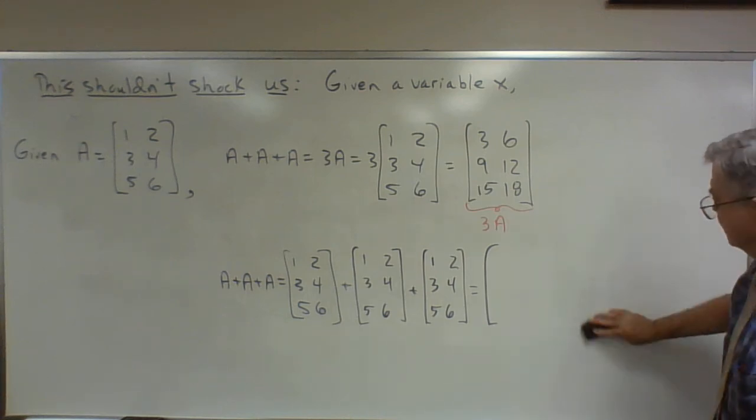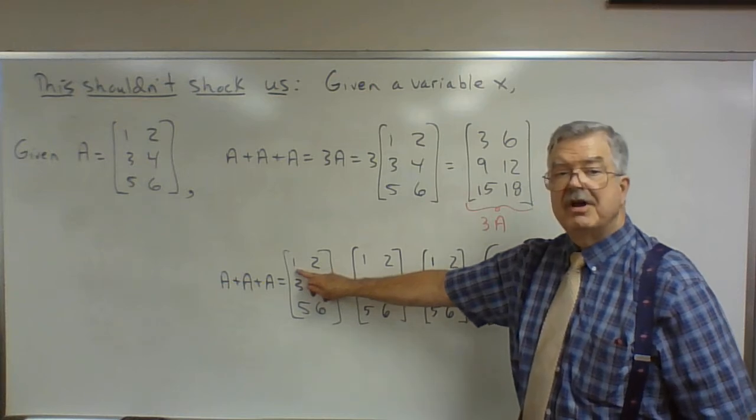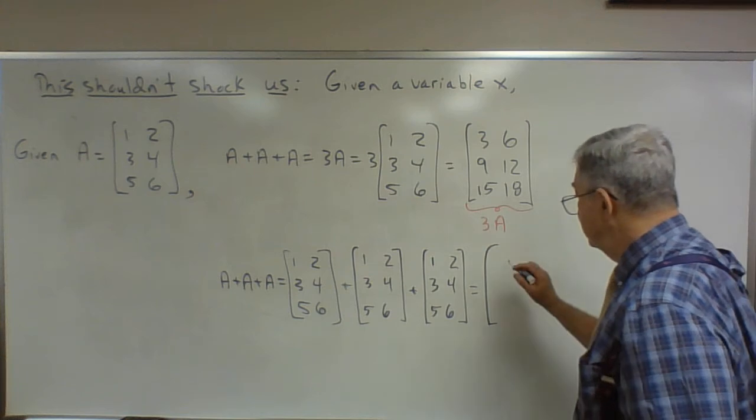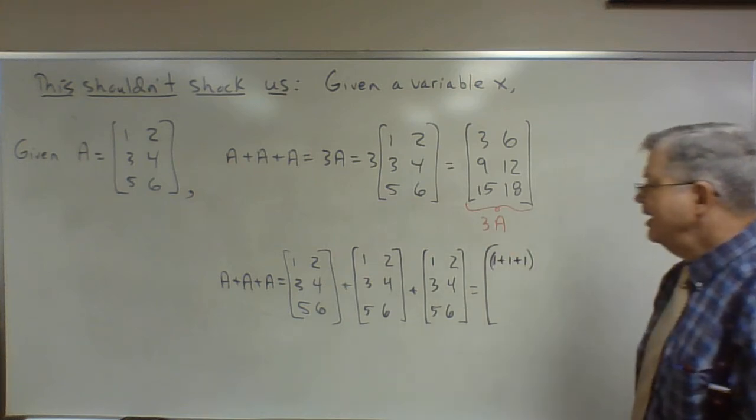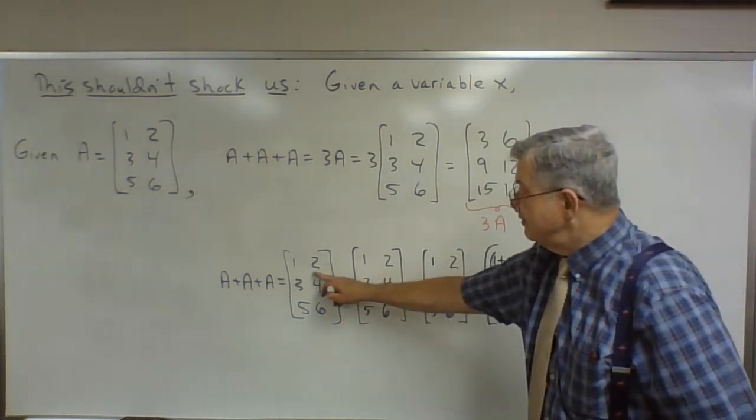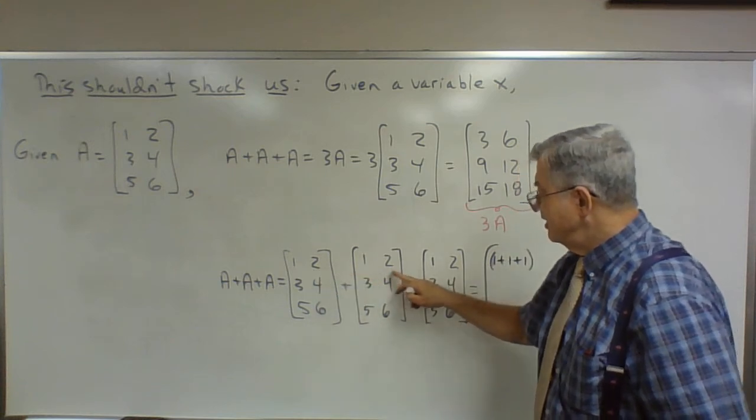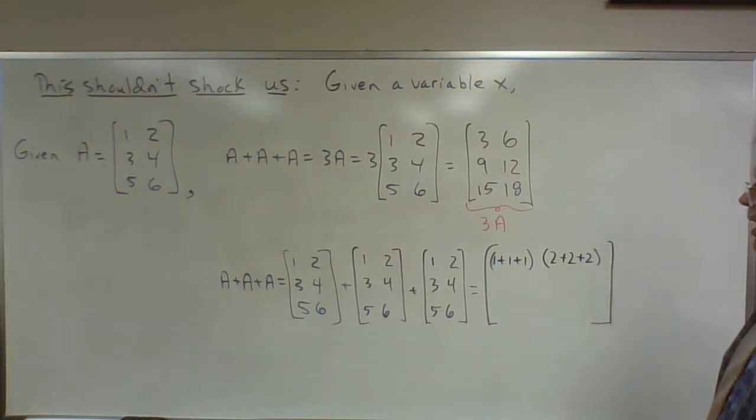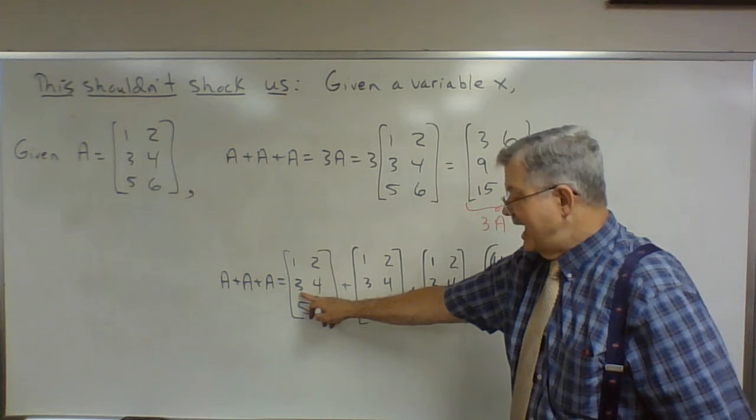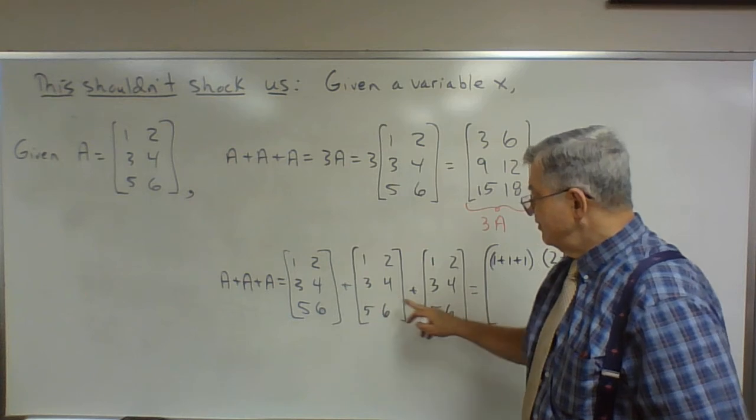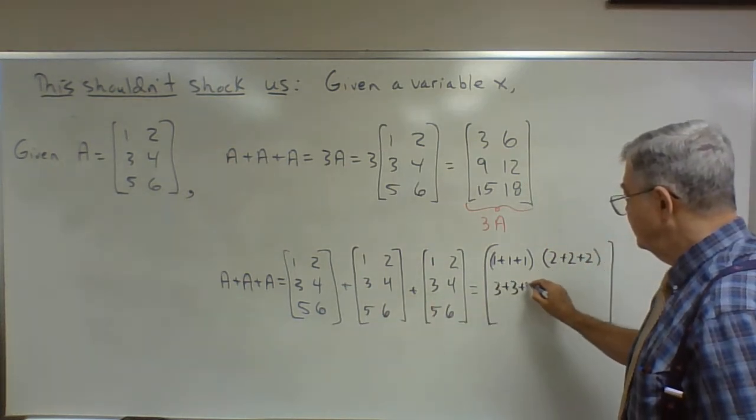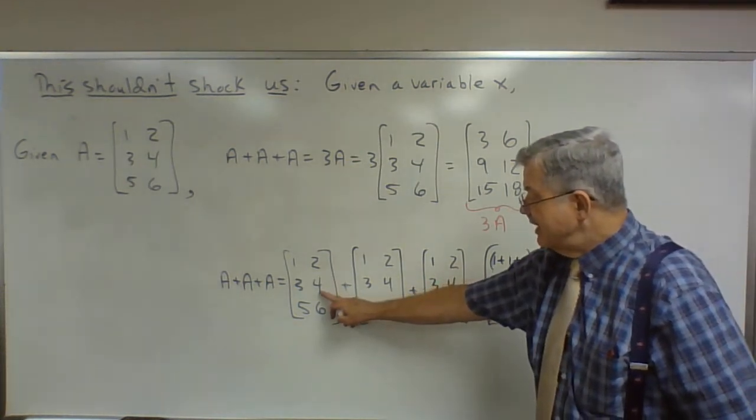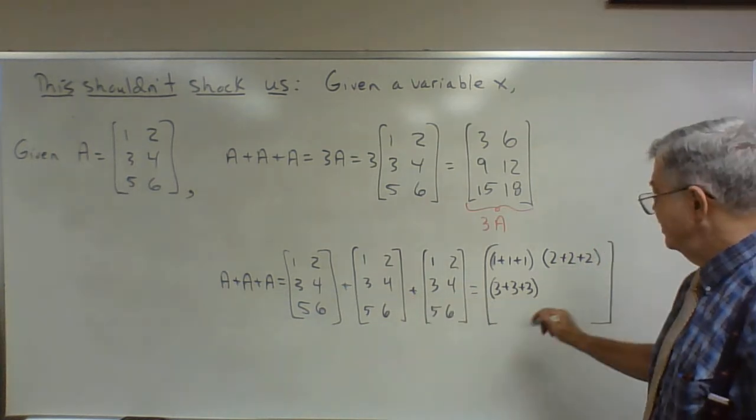Let's see what we get here. We take the element in the first row and first column of each matrix and add them. So that's 1 plus 1 plus 1. Then we do the same thing with the first row and the second column. And then we take the elements in the second row and the first column and add them together. And then we take the elements in the second row and second column.